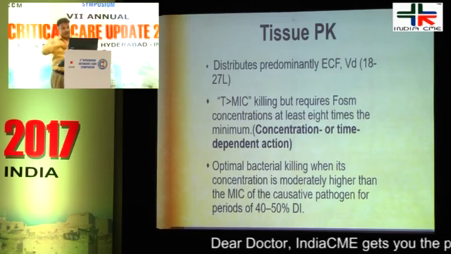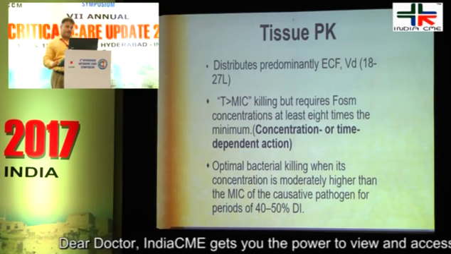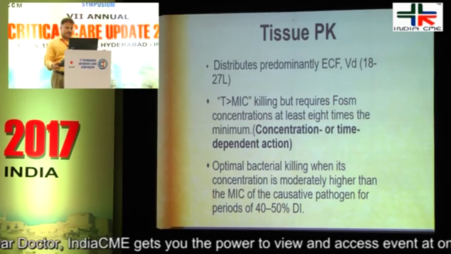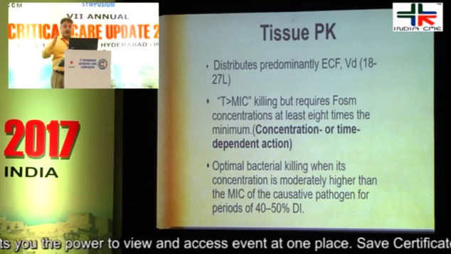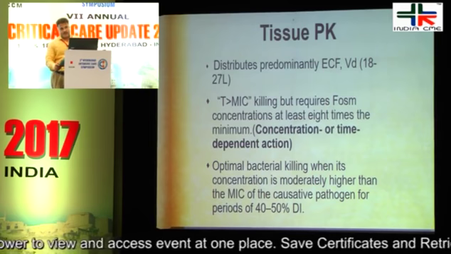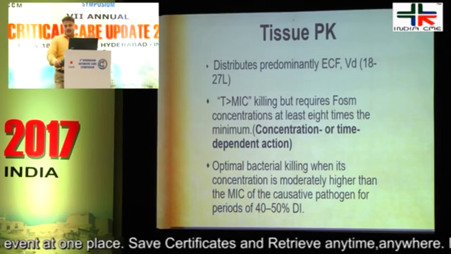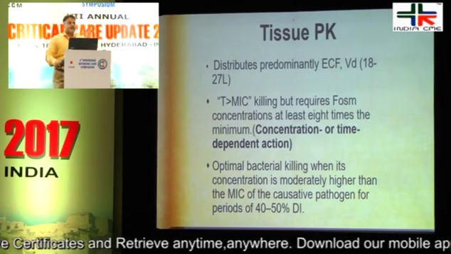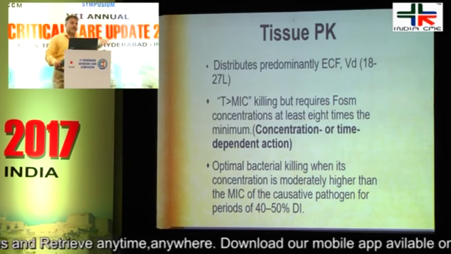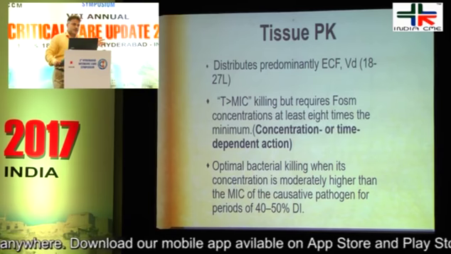As I said, it works both by concentration and time. That means to get maximum bactericidal killing effect, you need to achieve 8 times the minimum inhibitory concentration for 40 to 50% of the time. So the dose preferably has to be given BD. Suppose you decide to give 16 gram of the dose, you give 8 gram BD. If you decide 12 gram, you can give TDS dose.